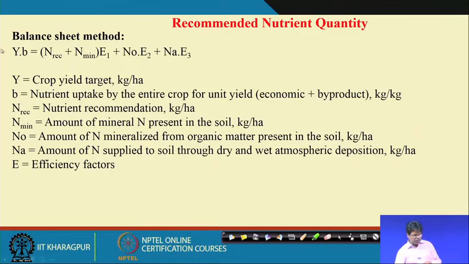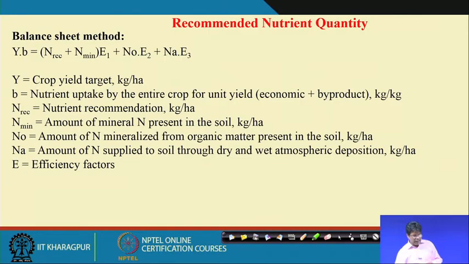So, these are the soil sources. N mineralized nitrogen, the source from soil, that is the amount of mineral N present in soil in kg per hectare, that is, the available nitrogen present in the soil before planting or sowing of the crop, the inherent fertility of the soil. Similarly, NO, that is the amount of N mineralized from organic matter, because soil has organic matter and there is a slow mineralization process, they also contribute to the nutrient requirement of the crop.